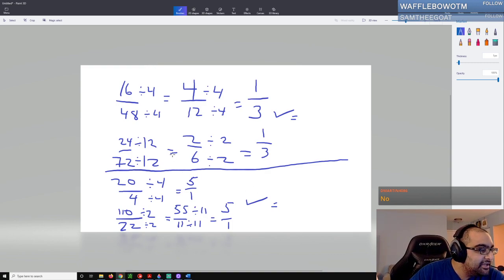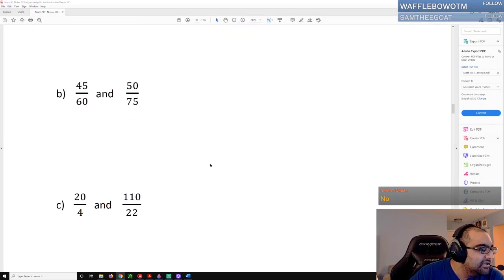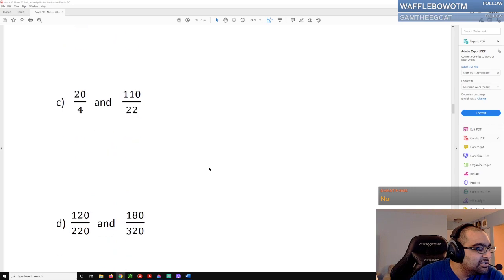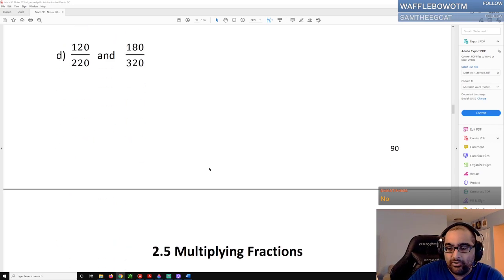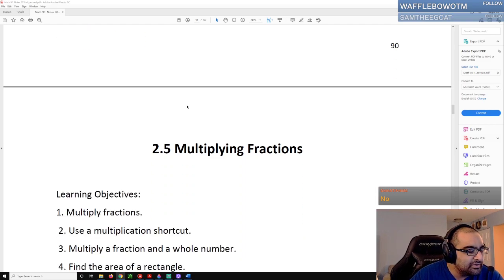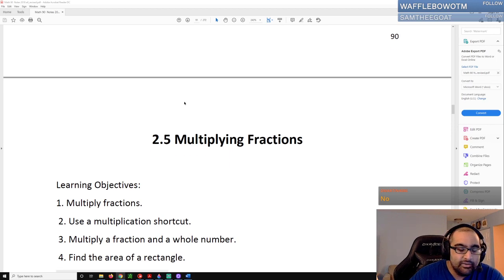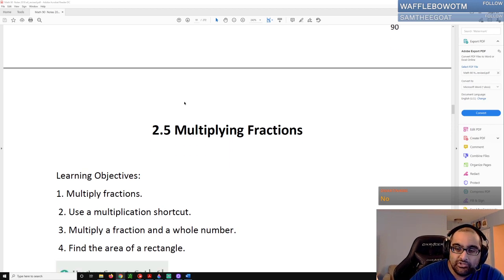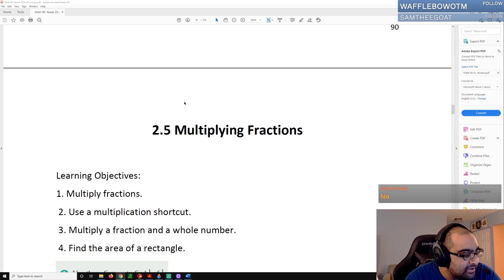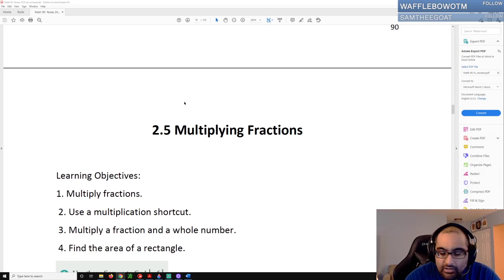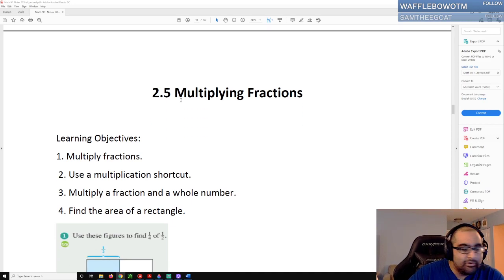Let's see, that's the end of section 2.4. Okay, we're now going to get into section 2.5 here. Like I said, we're just going to do maybe a couple of examples, and then that's where we'll end off here for the day. But let's talk about multiplying fractions.